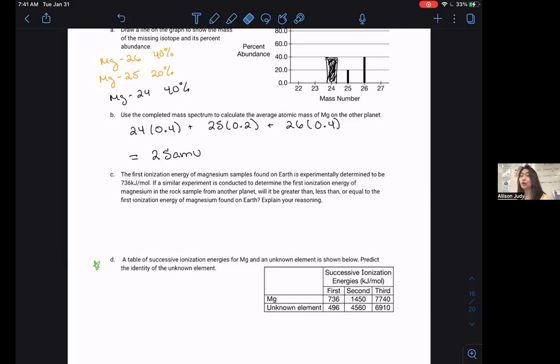The only difference between Earth and another planet would probably be the gravitational force experienced. Yes, the environment, but very, very rarely does the environment affect the characteristics of the atom itself. And gravity doesn't really have anything to do with the atom at this point, in terms of it's not going to make the atom heavier at a measurable level. So what we would say is that the first ionization energy would be equal to that on Earth.